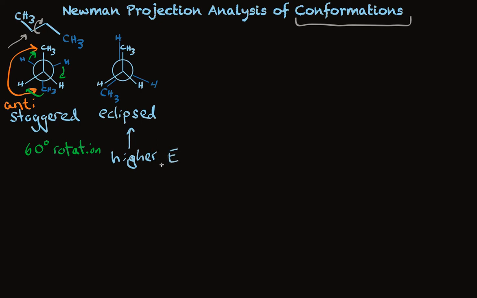And the increment of energy that's added is called torsional strain. Torsional because it has occurred because we've been twisting, turning one carbon relative to the other as we rotate about that C2-C3 bond. So this is higher energy owing to torsional strain.